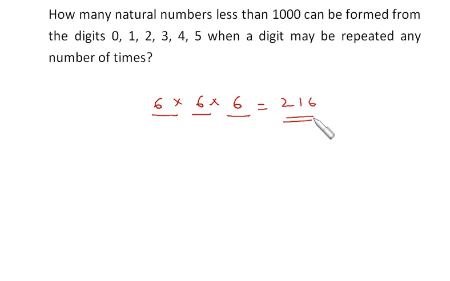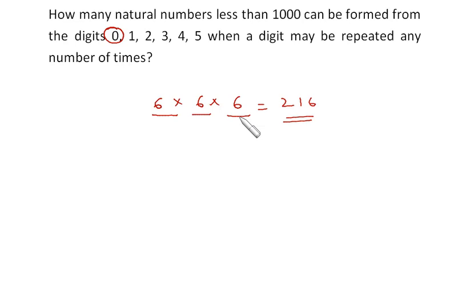No. Friends, it's not the correct answer. There is a twist. What's the twist? See, we have taken 6 choices over here, and over here. Now we have to think about what would happen if all the 3 places are filled up by 0, right? Because here 6 choices means 0 can come, here 6 choices means 0 can come, and here 6 choices means 0 can come.